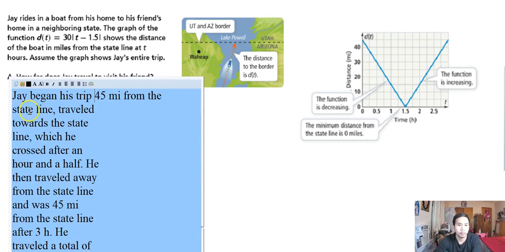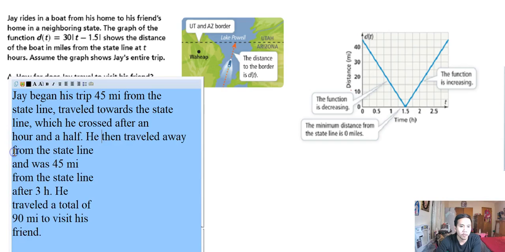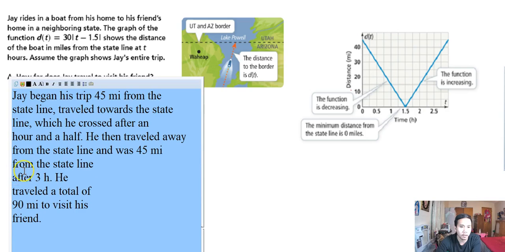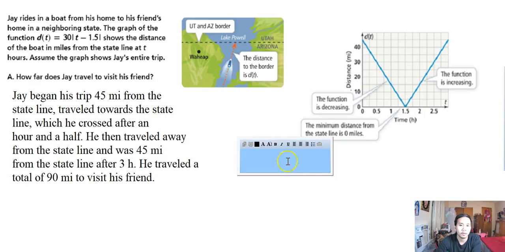So Jay began his trip 45 miles from the state line, and then traveled towards the state line, which he crossed after an hour and a half. He then traveled away from the state line, and was 45 miles from the state line after 3 hours. He traveled a total of 90 miles to visit his friend. There.